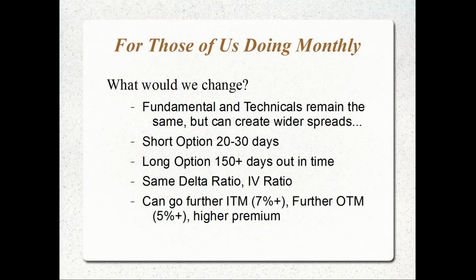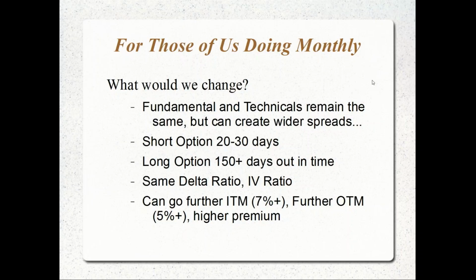Whether you're doing a weekly calendar call, or diagonal call I should say, a weekly diagonal put, or a monthly diagonal call or monthly diagonal put, this underlying criteria will not change. It's the same direction. You want the same thing. You can just change the structure of the spread to better match what you'd want to see as well.